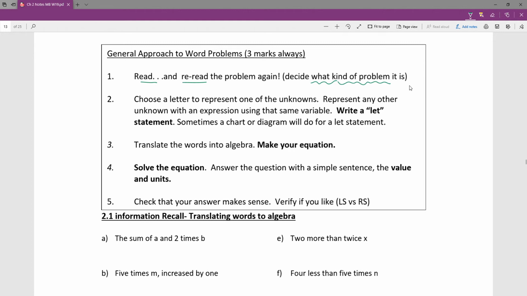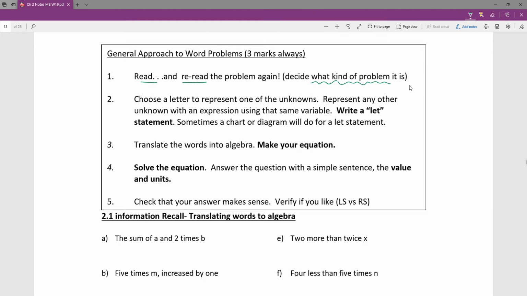The next thing you're going to do is choose a letter to represent the unknown. So you're going to choose your variable. You can choose whatever letter of the alphabet you like, but we're only going to be dealing with one variable. The one variable will represent multiple things in that. So we'll talk about that one more.